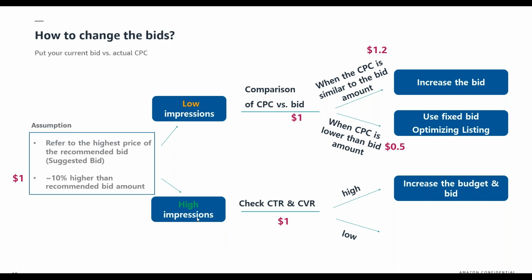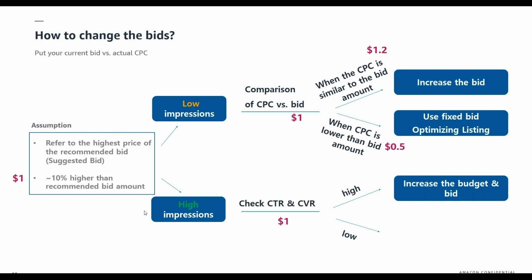This means that if you're getting high impressions, high click-through rate, and high conversion rate, it's a hero keyword already. Here you want to ensure that you have sufficient budget for your campaign. You want to increase your bid because these are your hero keywords. They're giving you the clicks and orders you need. So you want to always stay 10 to 20% higher than CPC.